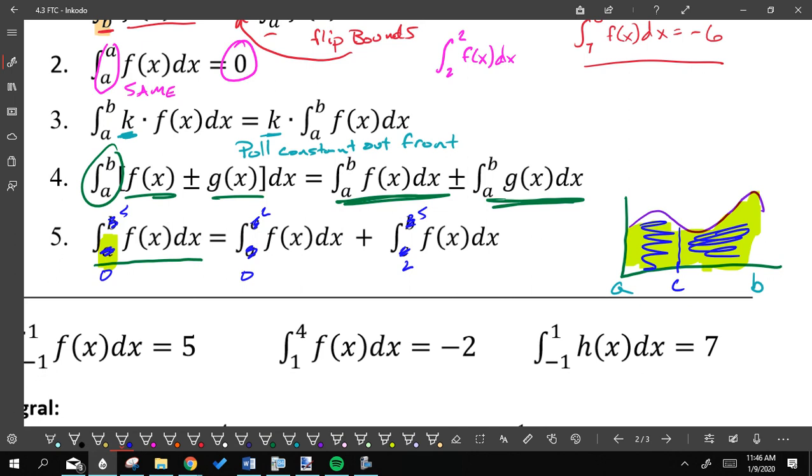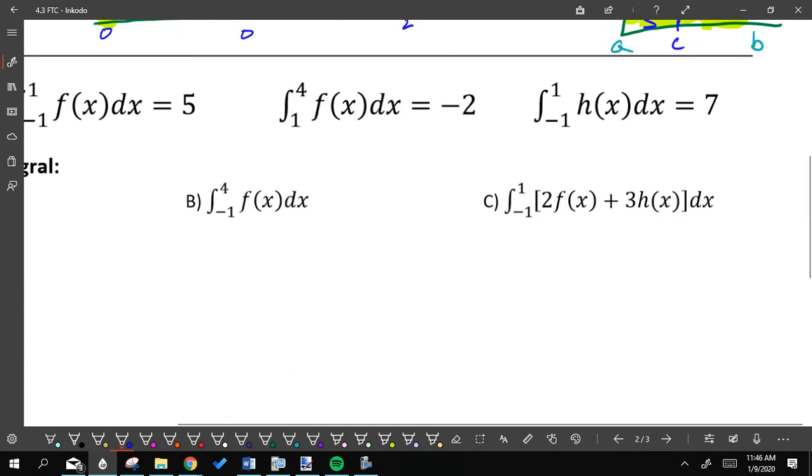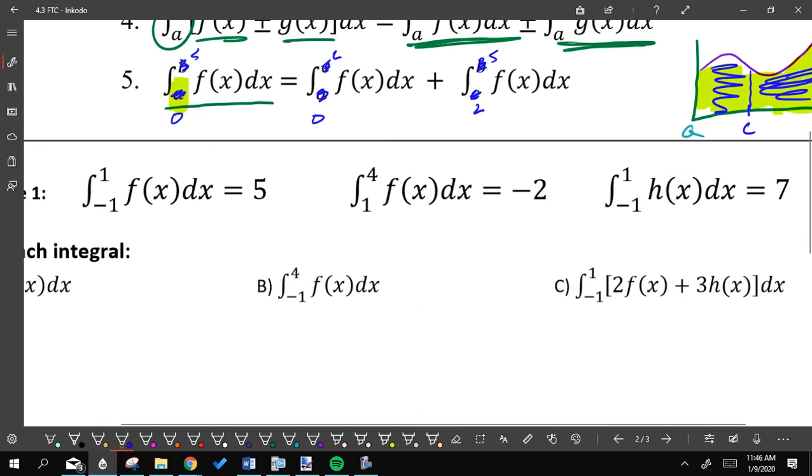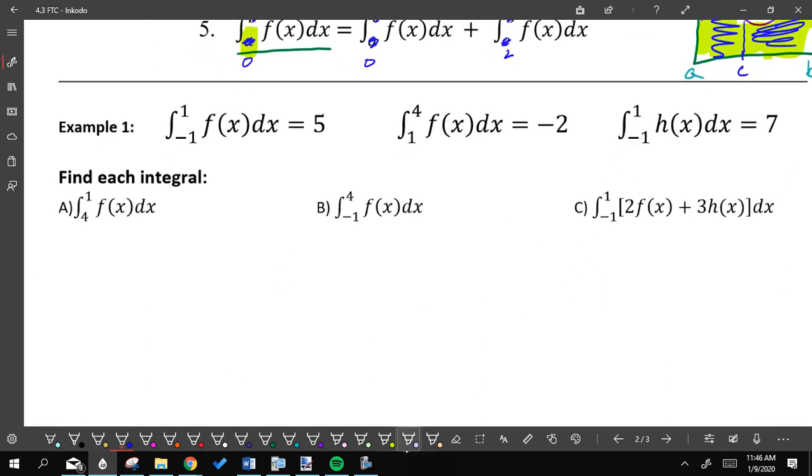For example, looking at letter A, we've got 3 bits of information. They like this problem on multiple choice. They said from -1 to 1, f of x is 5. They said from 1 to 4, it's -2. And from -1 to 1 of h of x, that's 7. We got those 3 bits of information.